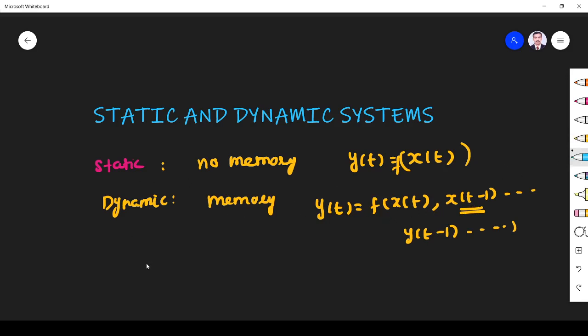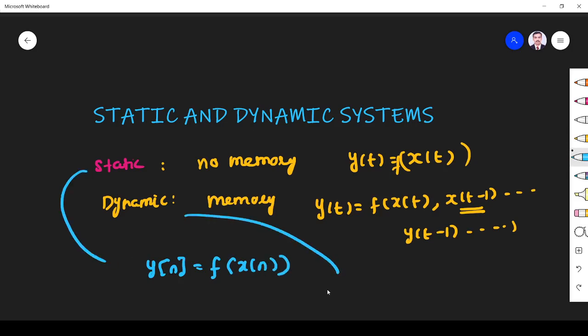In the discrete domain, how can we define static? y of n depends only on the input x of n. This is static. Dynamic, how can you define? y of n is a function of the present input x of n and past inputs x of n minus 1 to infinity, past inputs, and past outputs y of n minus 1 like that. So this is a dynamic system.